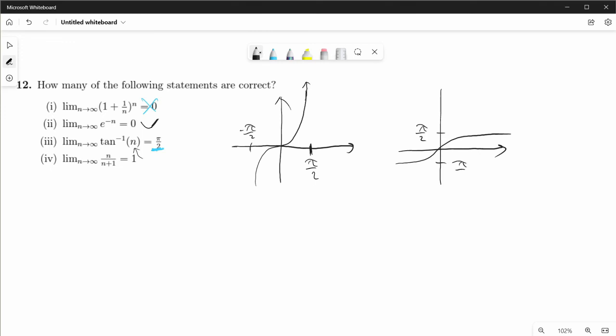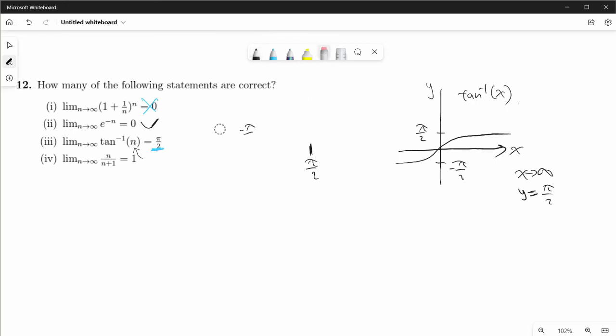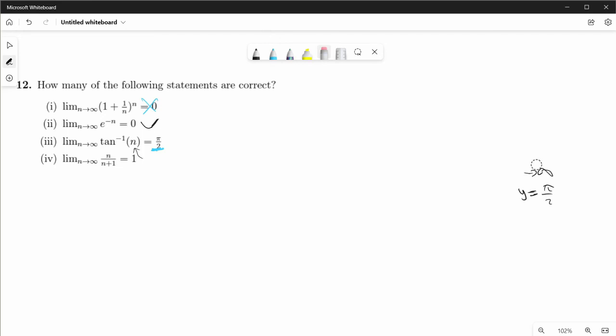Now it's simply this: this is tangent -1 of x, this is y, right? And now you can see that as x approaches infinity, y equals pi over 2. There are many ways of doing that. So number 3 is correct.